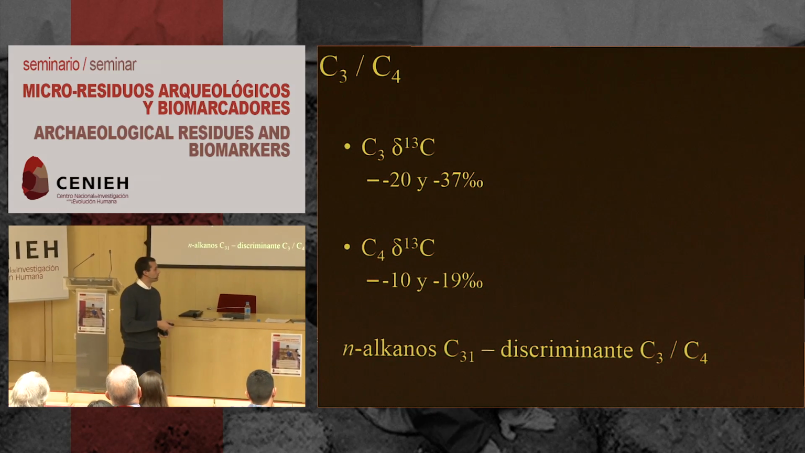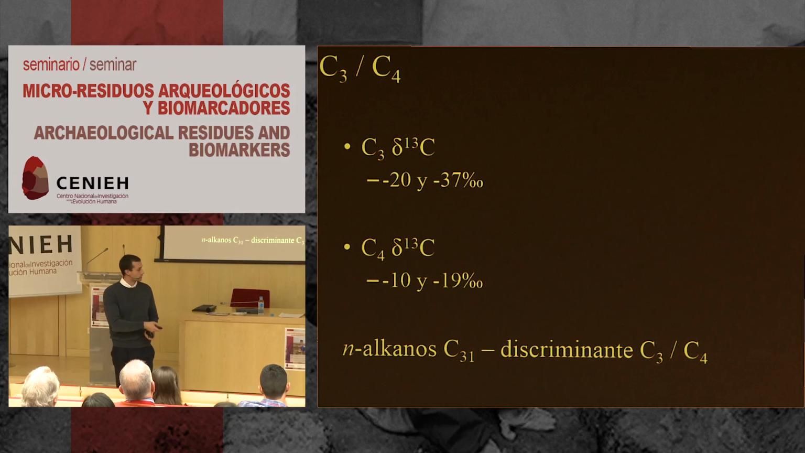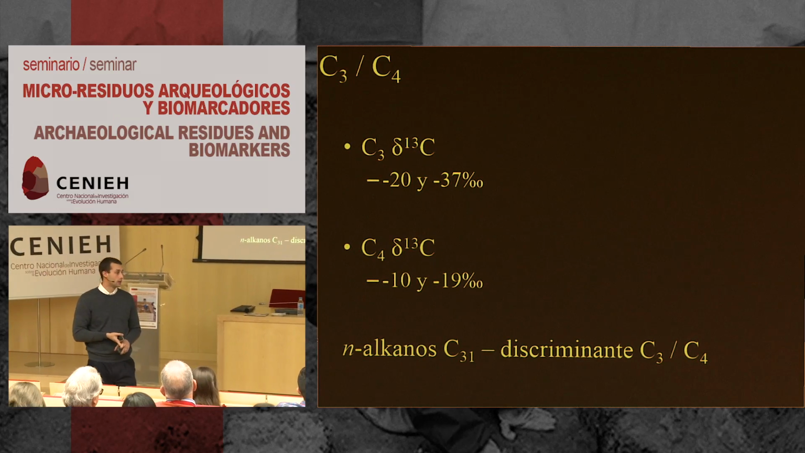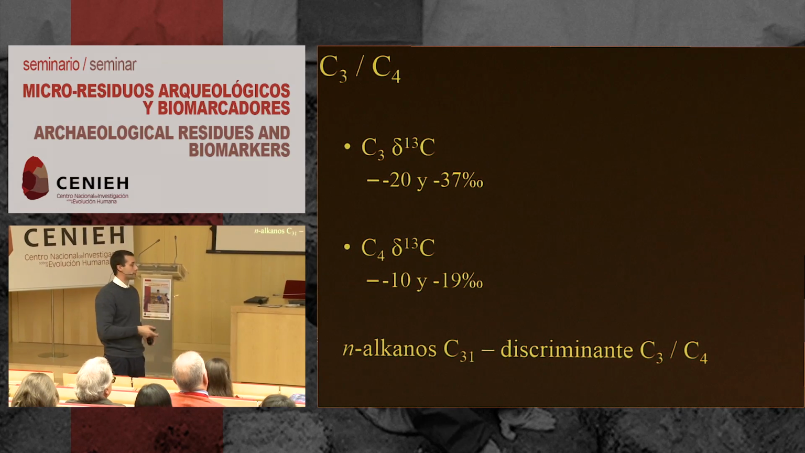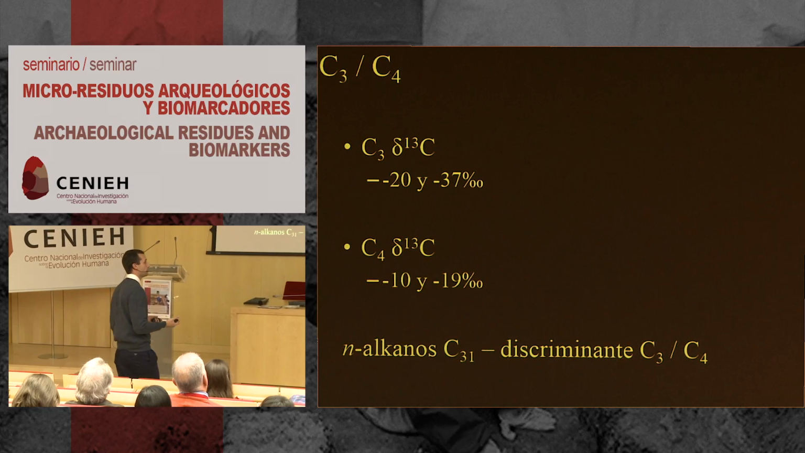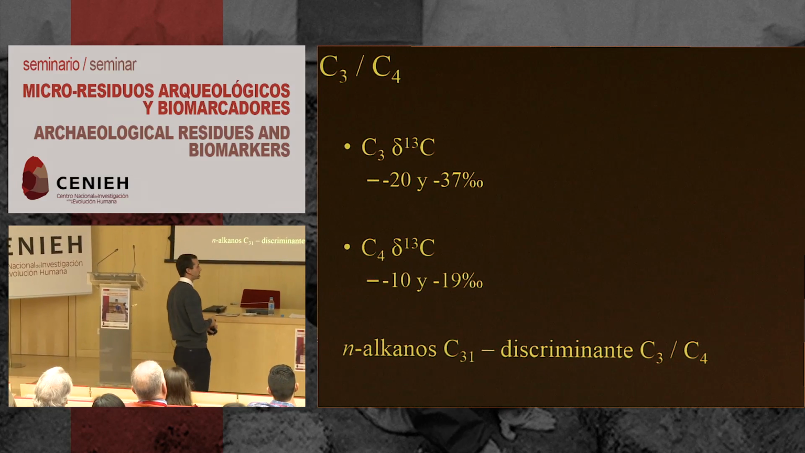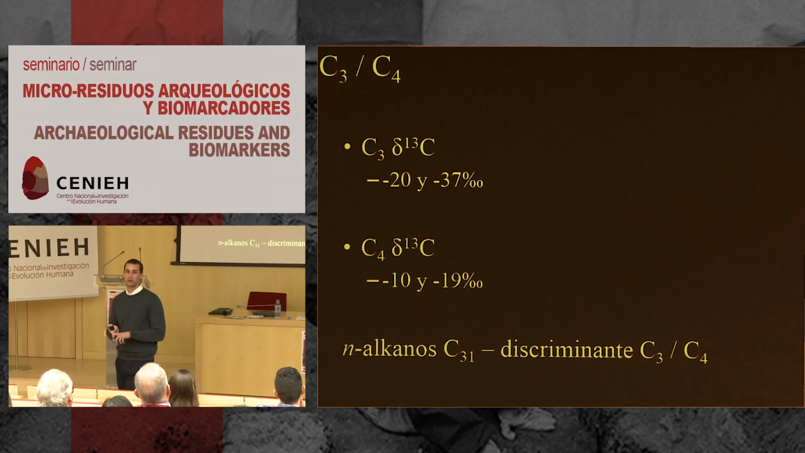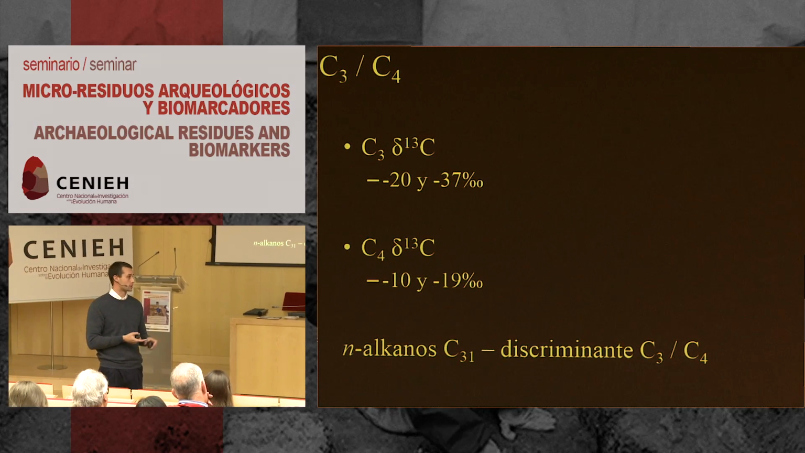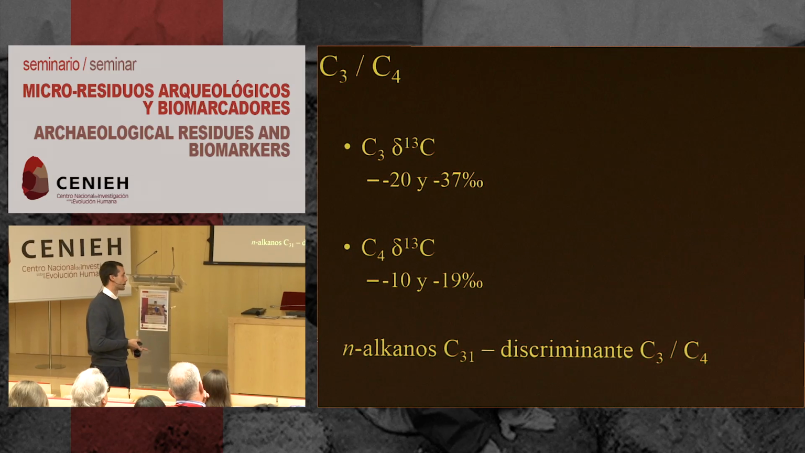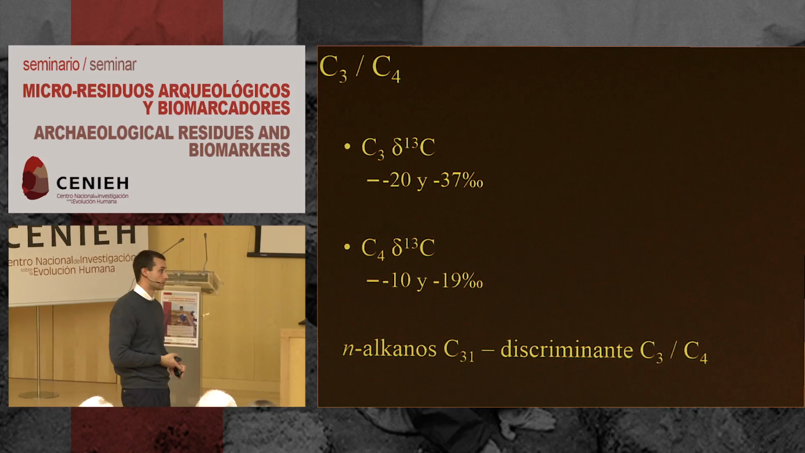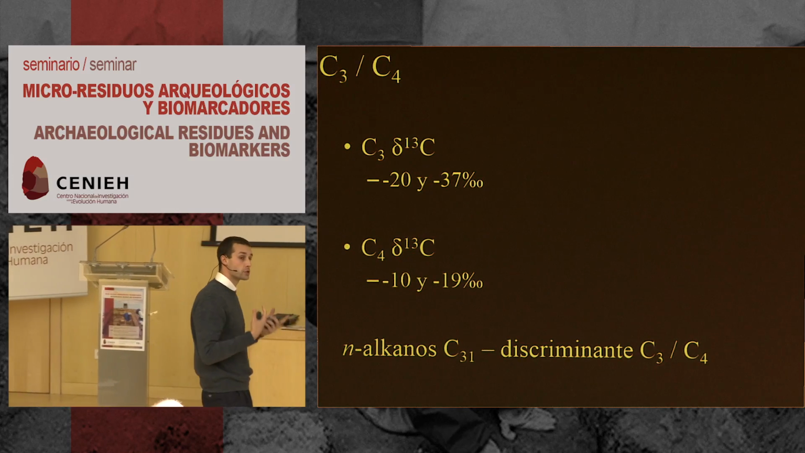What's familiar, so if you go back, oh, I guess we won't go back one slide. C3 plants typically range from -20 to -37 per mil, whereas C4 plants go -10 to -19. So really with your FID and your isotope ratio, you can get a good idea of C3 versus C4 plants. But these do get muddied by the biosynthesis, whether your plant is terrestrial, aquatic, or emergent. That's why the n-alkane C31 is really great for discriminating between C3 and C4. And this is a direct proxy.